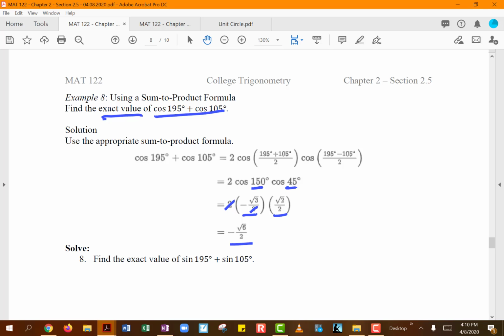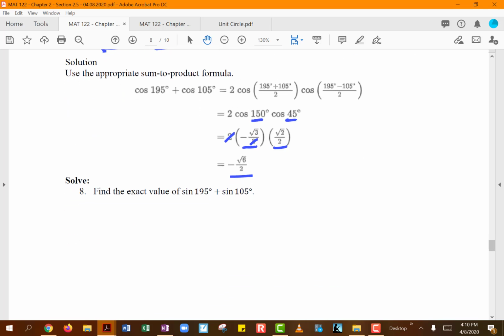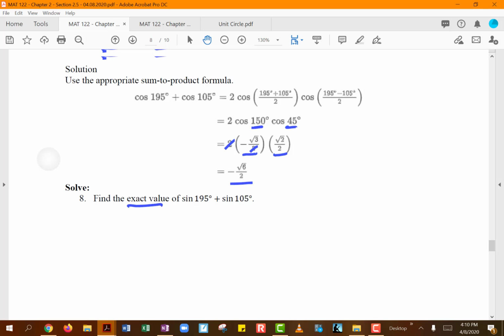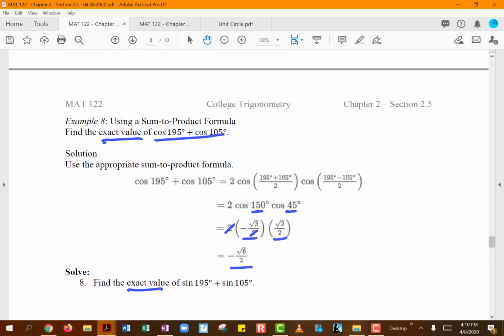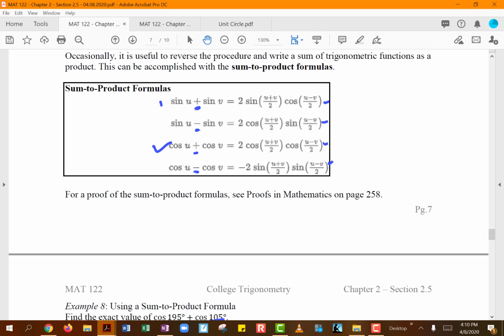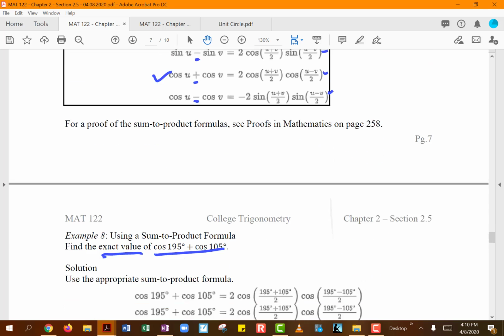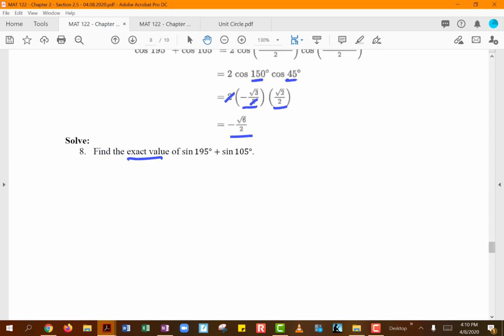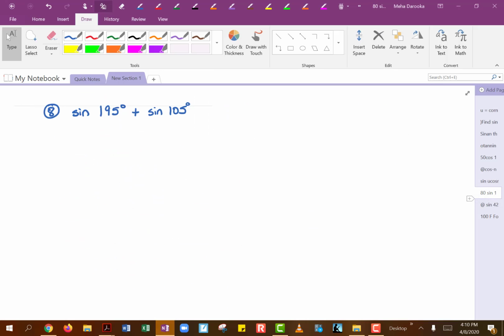Okay, so our problem number 8 is asking us to find the exact value for sine of 195 plus sine of 105. So we're adding sine with sine function. So that's going to be this first rule over here. So you can see this is going to be a combination of sine and cosine when we do the product on the right hand side. So let's take a look at number 8 for us.